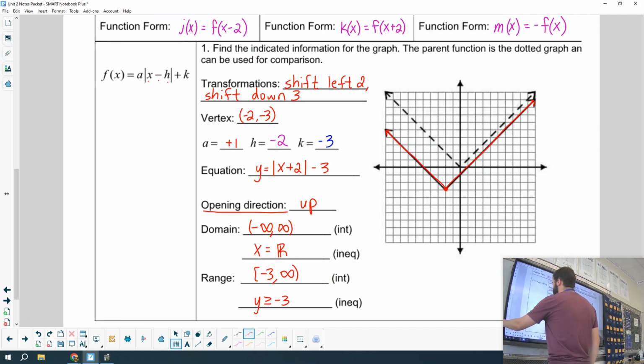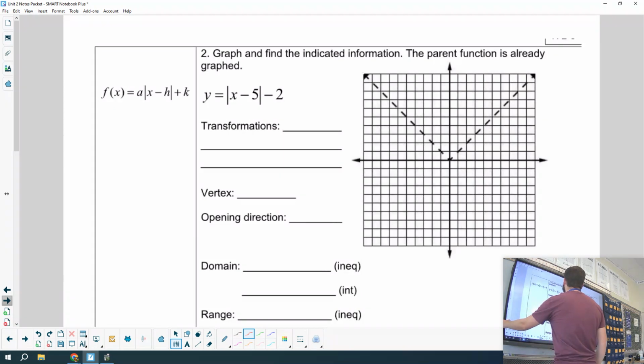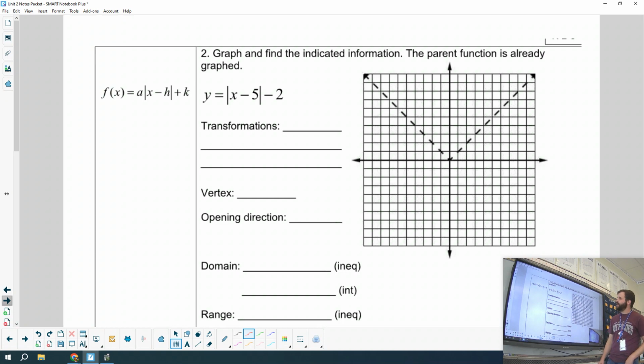Let's graph one from scratch now, okay? Let's graph one from the very beginning. So here we have an equation, and we need to graph it. So here's the deal, okay? We can see from this that my h is 5, and it's +5 because it's a liar when it's on the inside of the absolute value. And my k is -2.